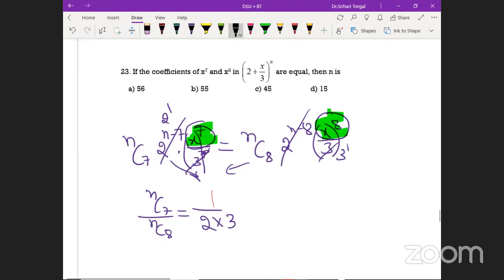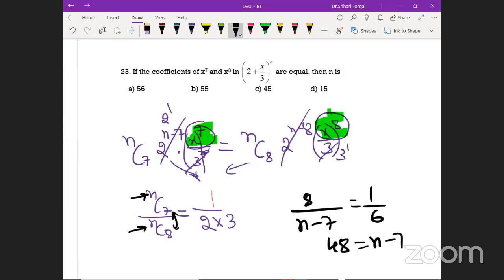I have told you that shortcut. If these two are equal and if the difference is 1 here like this, then write the biggest number in the numerator and n minus 7 in the denominator. 1 by 6. 55. N value is 55. Option B is the right answer. Correct. That is right. N is equal to 55.